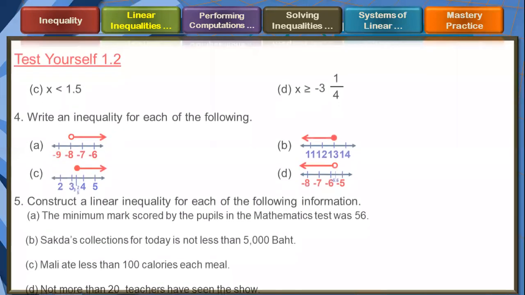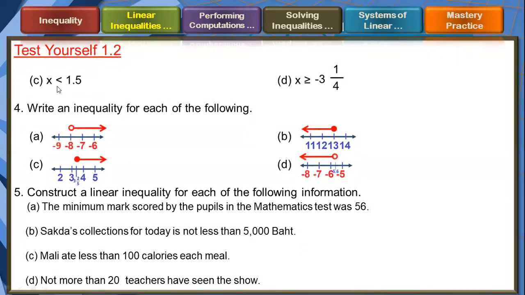And to continue that, for letter C, we have x is less than 1.5. For D, x is greater than or equal to negative 3 and 1/4. So number 4 is the opposite. Write an inequality for each of the following. So you were given a graph, a diagram, so you have to write the inequality for them.